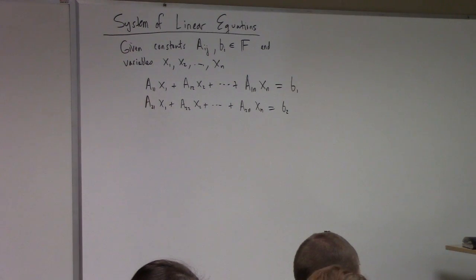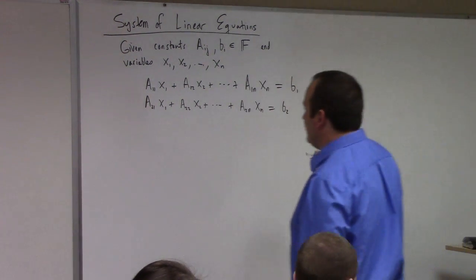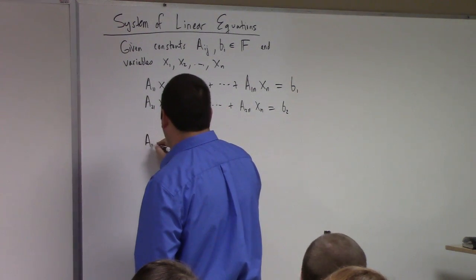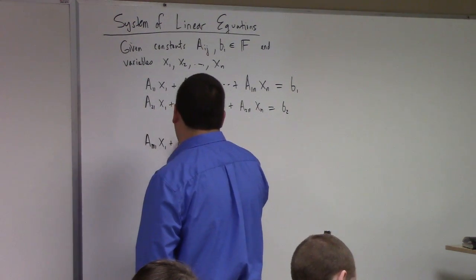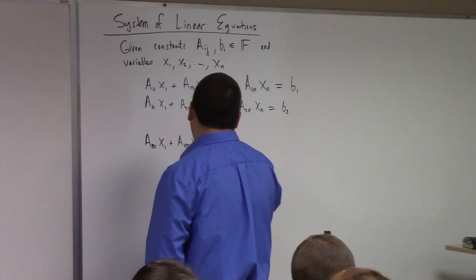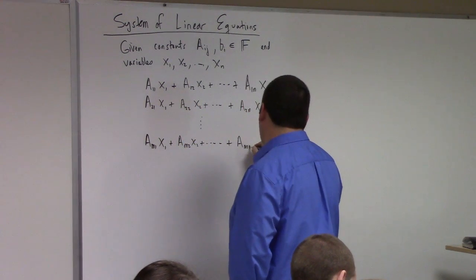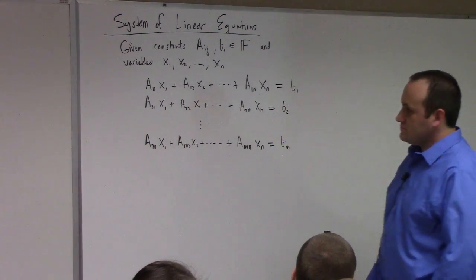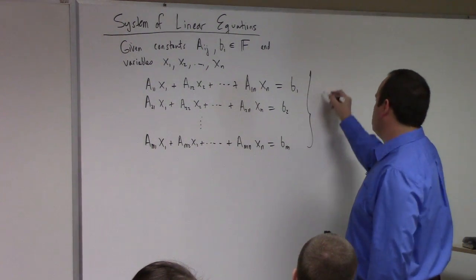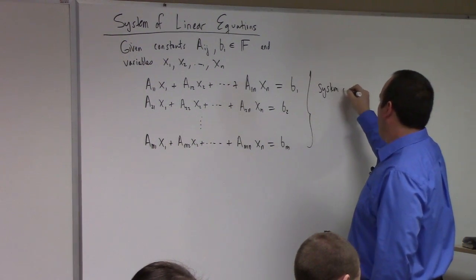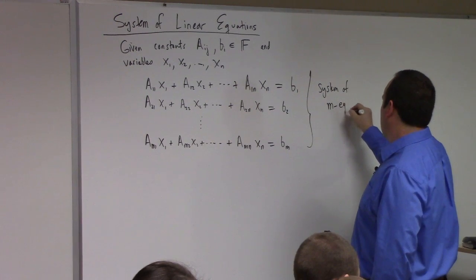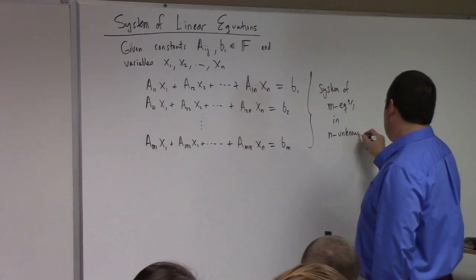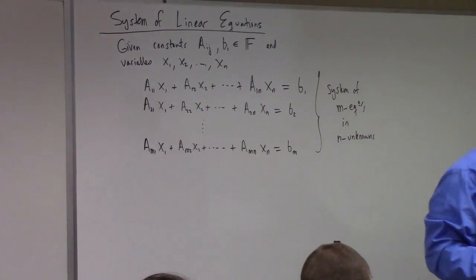We want to look at m of these. m as in money. There are n variables here. So am1 x1 plus am2 x2 plus ... plus amn xn is equal to b sub m. This is a system of m equations in n unknowns. All right.